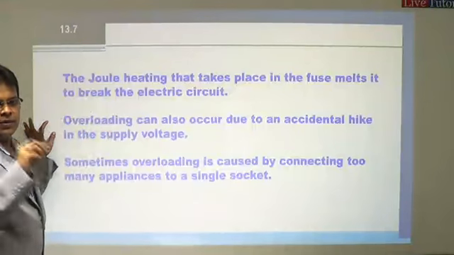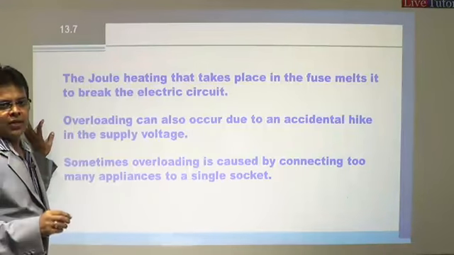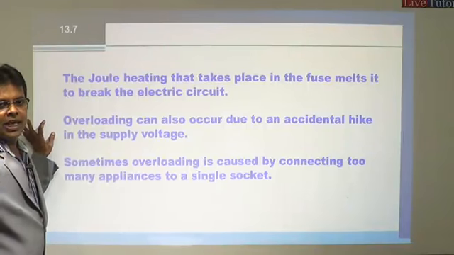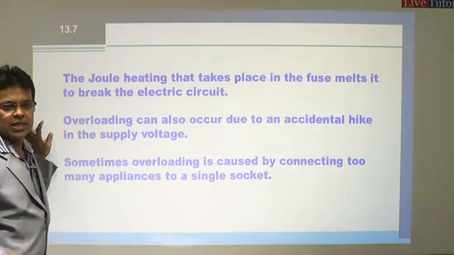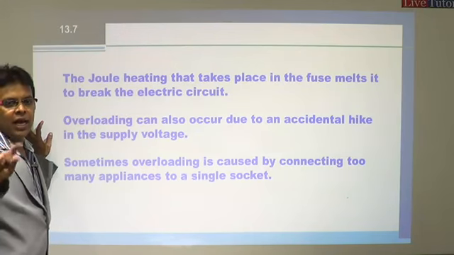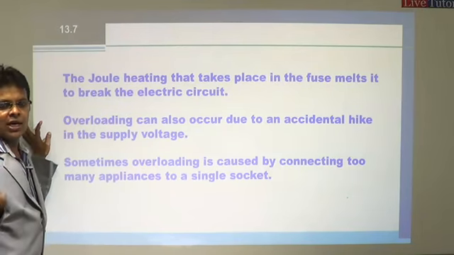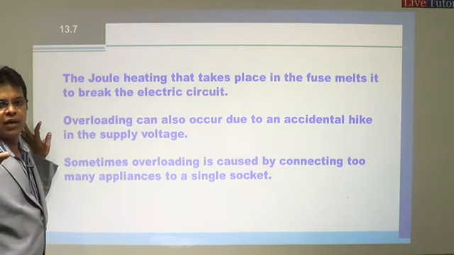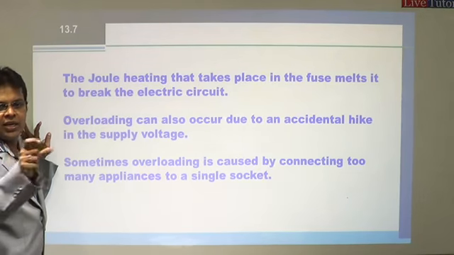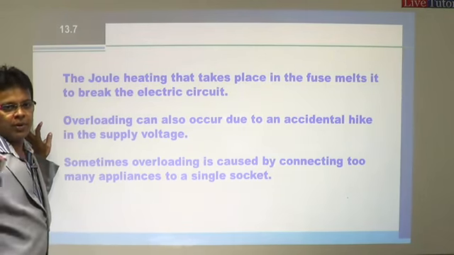I've told you that this fuse wire will have a low melting point. So, the Joule's heating that takes place in the fuse melts the wire to break the electric circuit. That is, when high current is flowing, the high current will produce a high amount of heat, and due to that heat, Joule's heating effect, the fuse wire will get broken, melt away. So, when it is melting away, the flow of current in the circuit will be stopped.